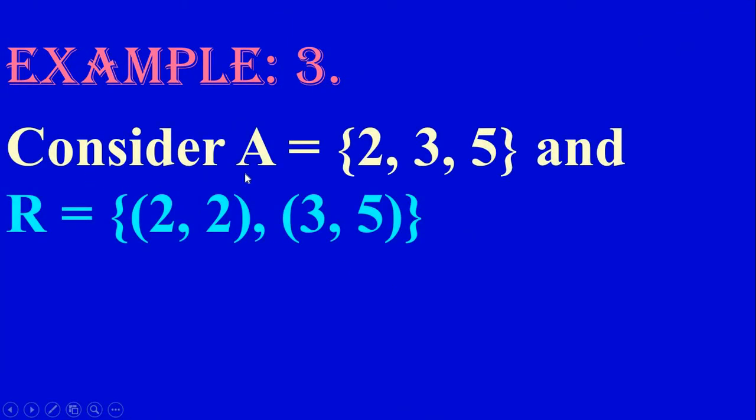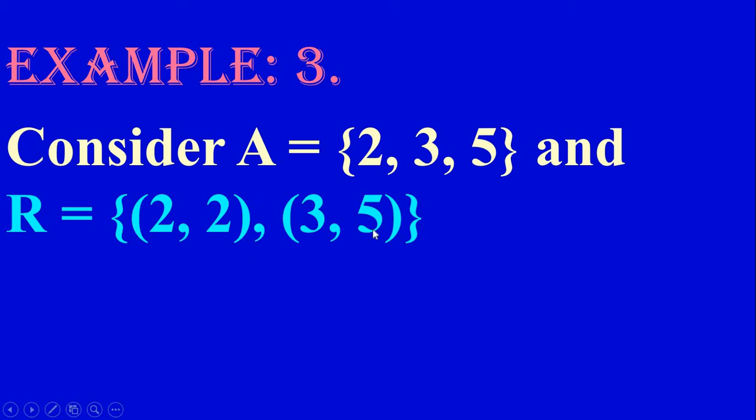So next example, consider set A equal to {2, 3, 5} and relation R = {(2,2), (3,5)}. Now this is important. So here the relation is only (2,2) and (3,5). Now here we don't have ordered pairs like (a,b), (b,c). So here we have (2,2). There is no other ordered pair starting from 2.